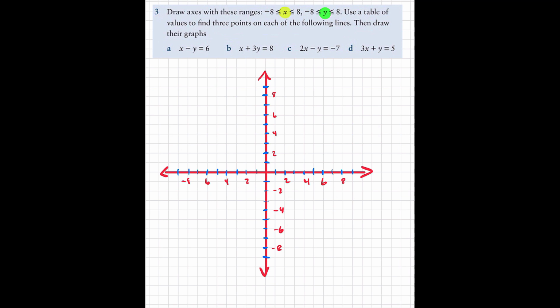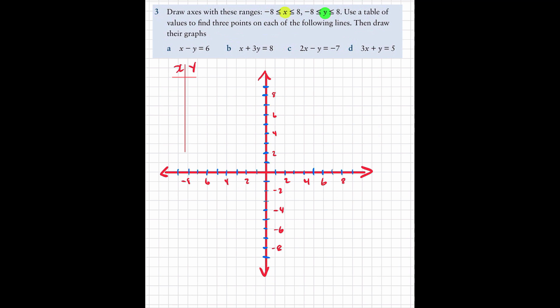Okay, now it says use a table of values to find 3 points on each of the lines. So essentially what a table of values is, again, is an X and Y chart. X on the left, Y on the right. So we're going to do letter A right here, and it says X minus Y equals 6. So I want to choose points that are going to be on the graph, and we usually start off with the X. So I'm going to choose, say, the number 4.